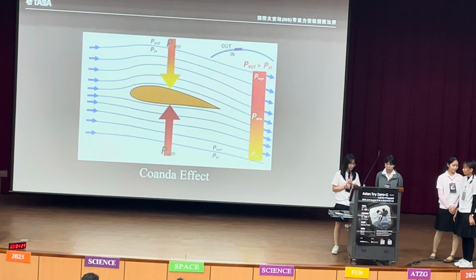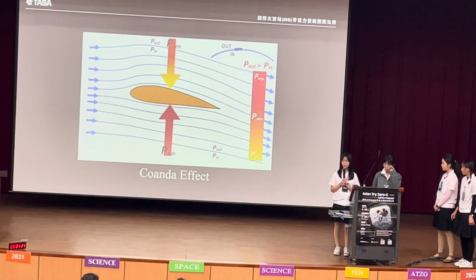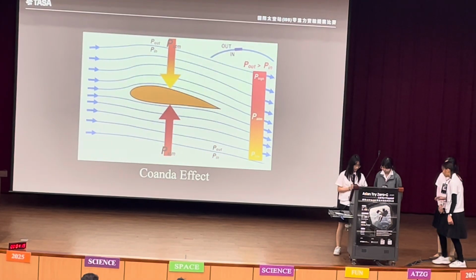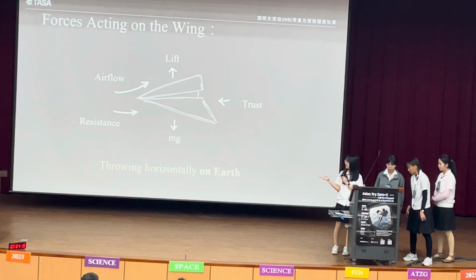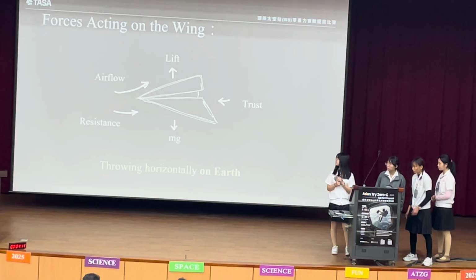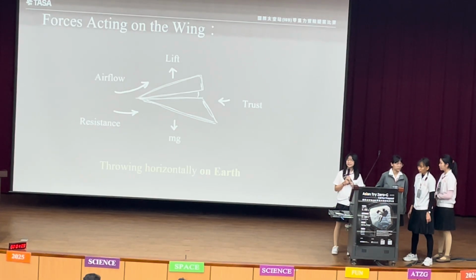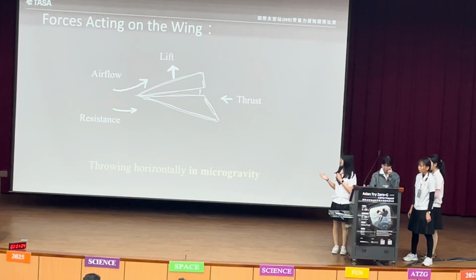Finally, the lift. The Coanda effect causes the wings to push air downward, which creates an upward reactive force. This picture shows the forces acting on a paper airplane on Earth, primarily influenced by 4 forces: lift, gravity, thrust, and drag. And this picture shows the forces acting on a paper airplane in microgravity.